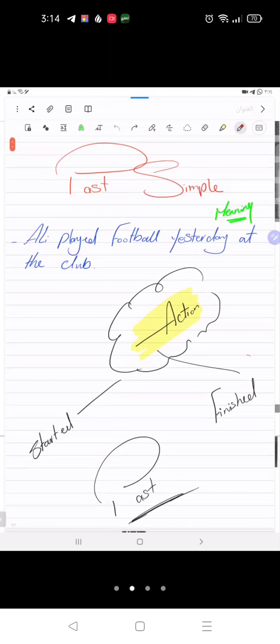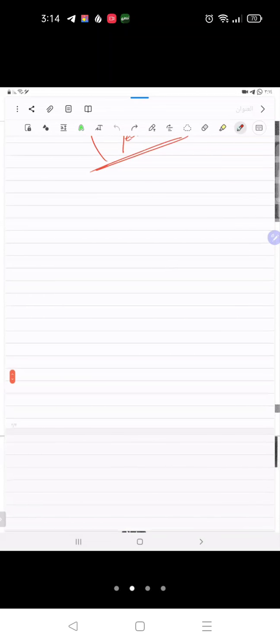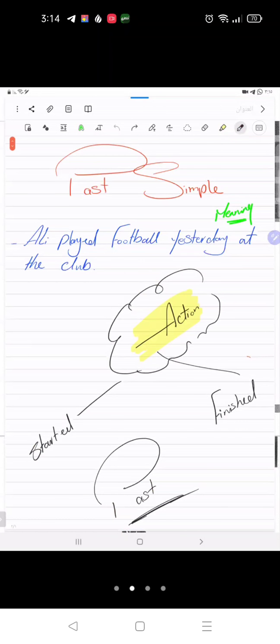Yes, okay. So let's move to number two. Number two, let us talk about the form. If I'm talking about the form, here I'm talking about the shape of the verb. So please look at the sentence again. Ali played football yesterday. Could you tell me where is the subject? Ali. Excellent. Okay, so where is the verb? Played. Excellent.